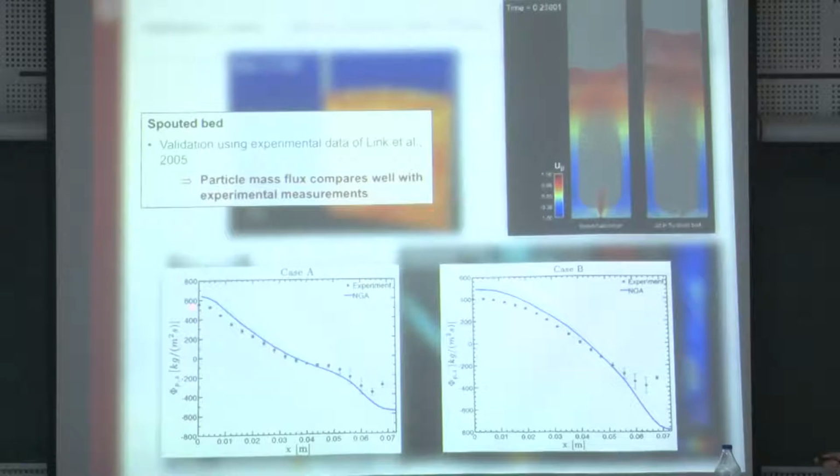For the spouted bed, we had particle mass fluxes at different locations. Those are two examples that encompass pretty well what's going on. The comparison is pretty decent with the experiments of Link et al. in 2005. But we didn't pick the best places for comparison. We also wanted to highlight the fact that the walls are not particularly well modeled here.